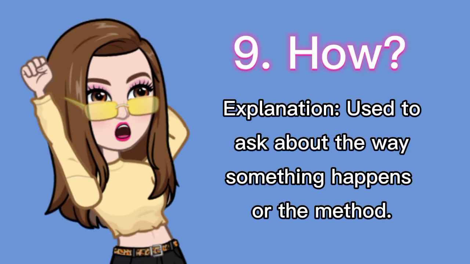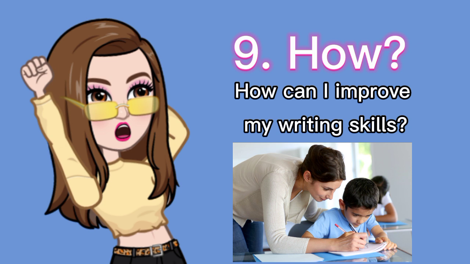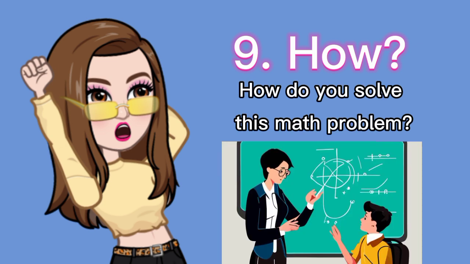9. How. Explanation: used to ask about the way something happens or the method. Example: How are you feeling today? How can I improve my writing skills? How do you solve this math problem?